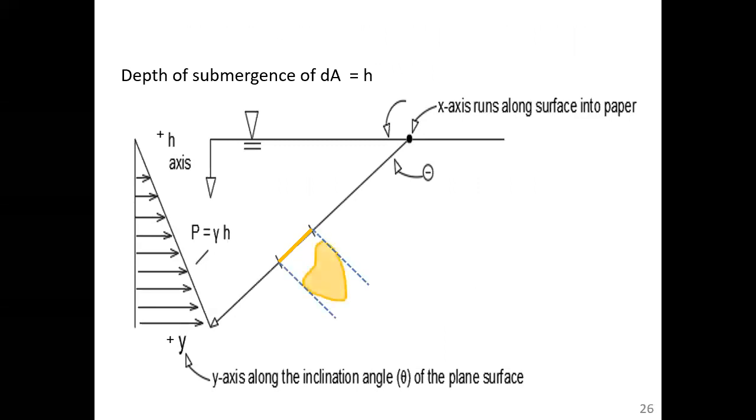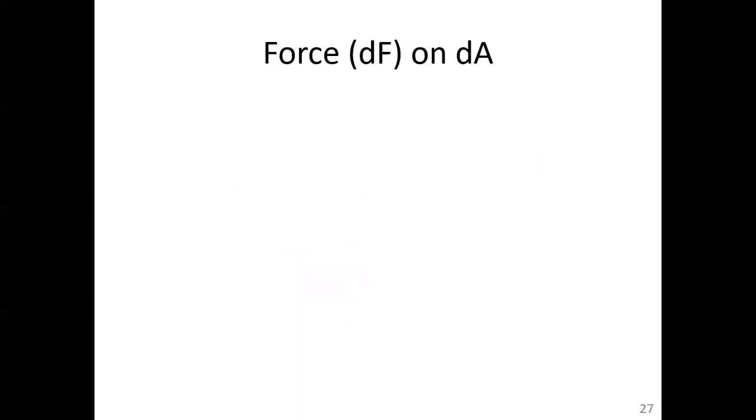If we look down on the surface, so our eyeball is here looking down on the surface, this is the irregular surface you would say. We're going to slice this thing up into horizontal strips, dA. Why horizontal? Because the pressure on that horizontal dA is a constant. And for each dA, it's going to be submerged a depth h.